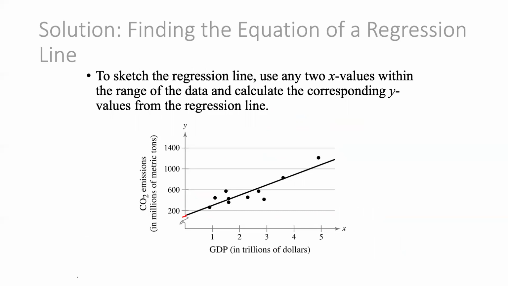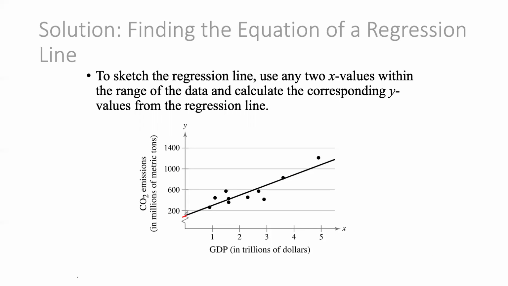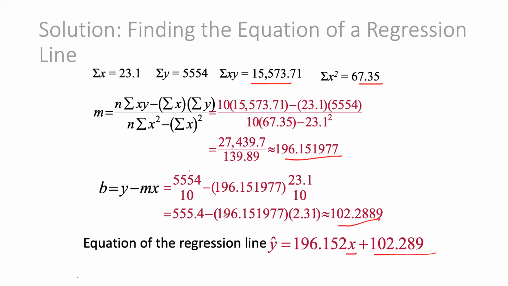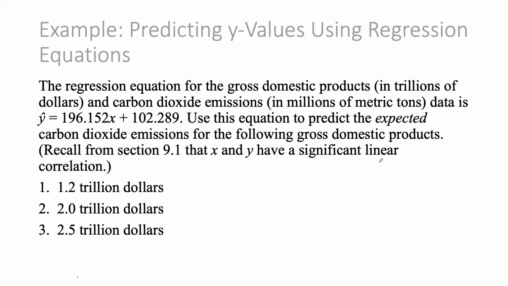To plot this line, I only need 2 points on it. The 2 points that you can use are obviously 0, 102.289, because that's the y-intercept. So when x is 0, y is 102.289. So you get 1 point from there. The other point you can get is x bar, y bar, the average of x and average of y. Because we know that the regression line will always pass through the point where x and y are at their average values, you get this nice little regression line.